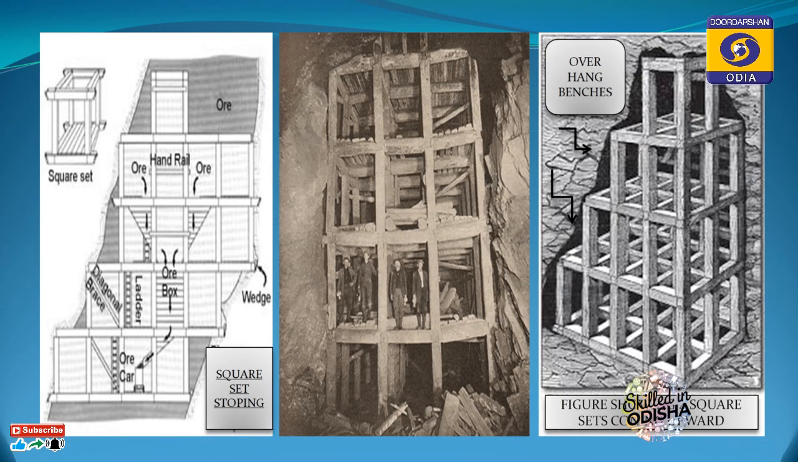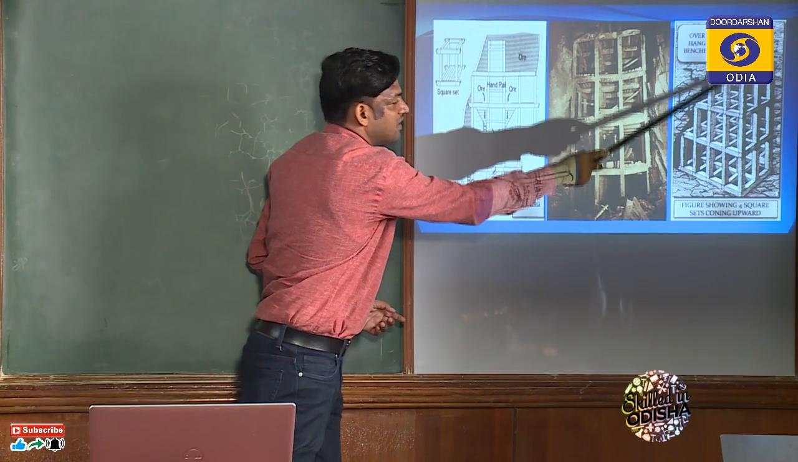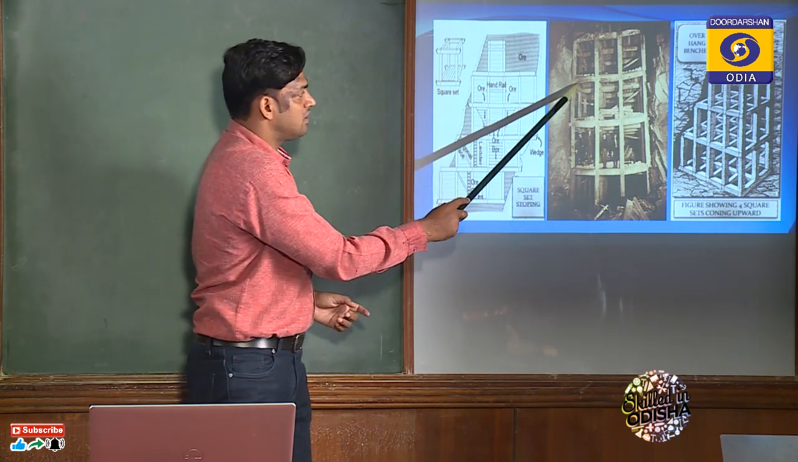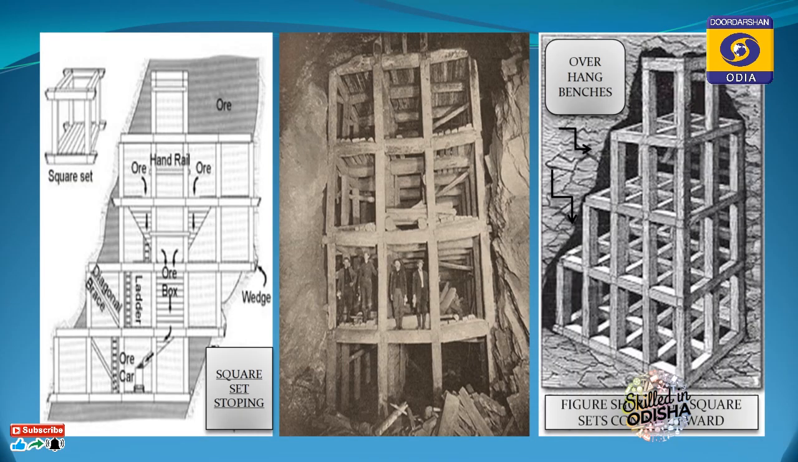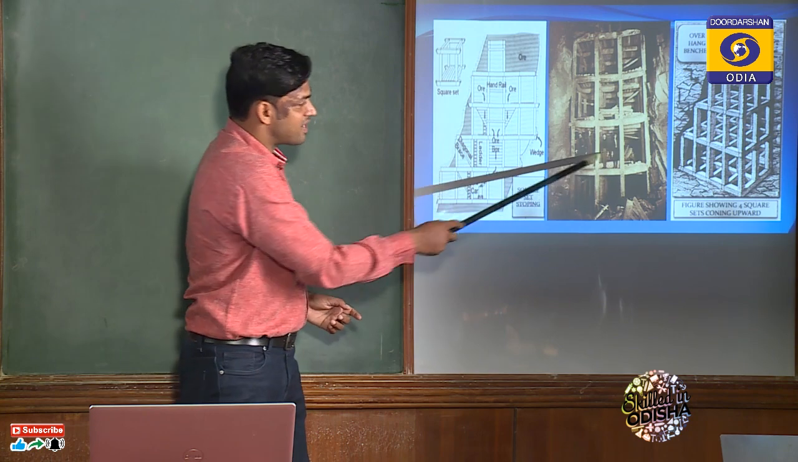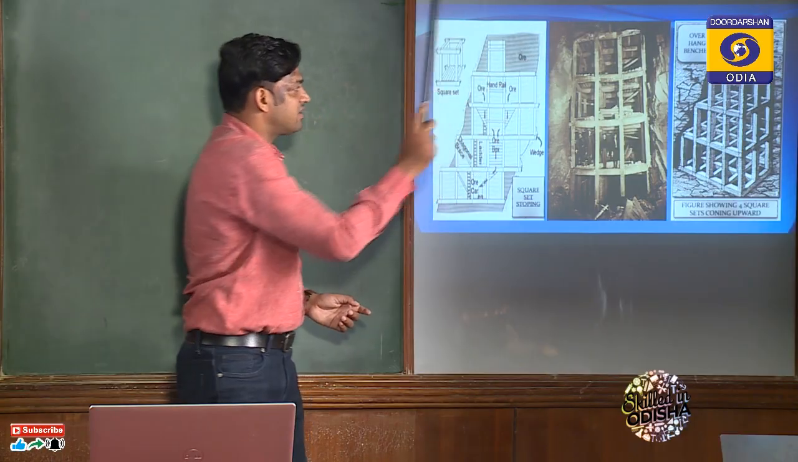You can see this part is this side. This side is shown in this part. Look at this, the platforms, the canopy. You can say these are the canopies, these are platforms. This is the first square set member, second square set member, third square set member, fourth square set member. Only a single square set member at the top.